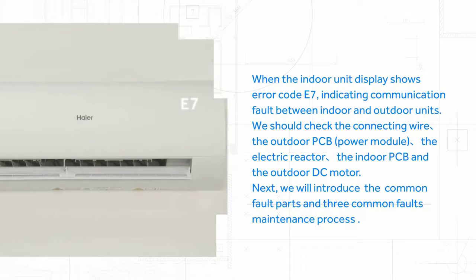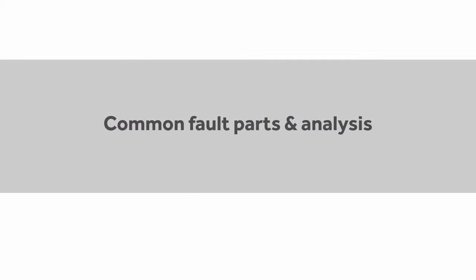we should check the connecting wire, the outdoor PCB, the power module, the electric reactor, the indoor PCB, and the outdoor DC motor. Next, we will introduce the common fault parts and 3 common faults maintenance process. The common fault parts and related faults analysis.